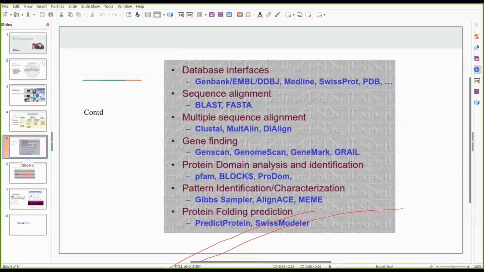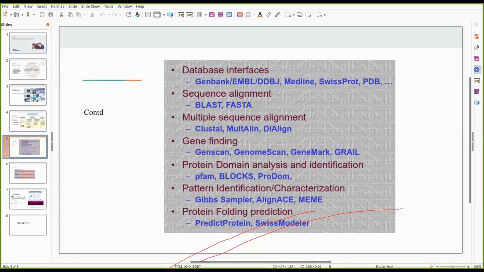So this slide is just showing all I've said in the picture in slide 3, in written format. Database interfaces could be GenBank, EMBL, SwissProt, PDB, and the likes. Then for sequence alignments, you can use BLAST and FASTA.